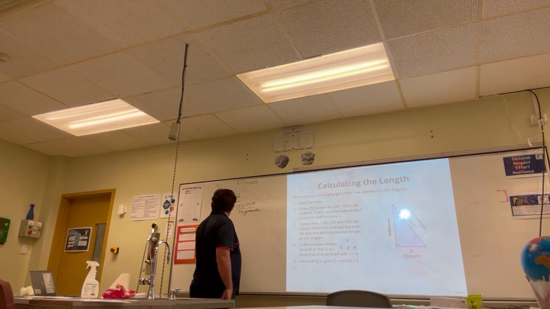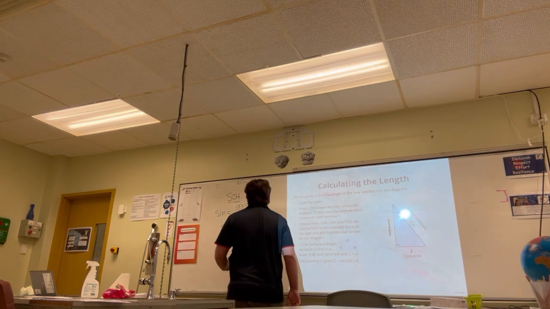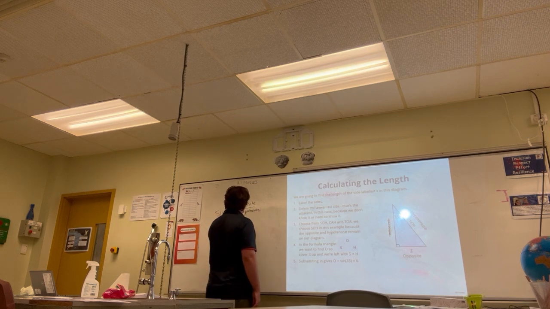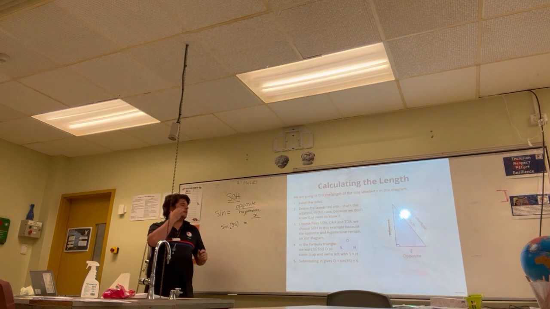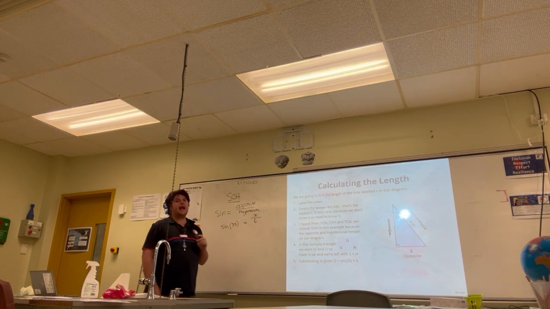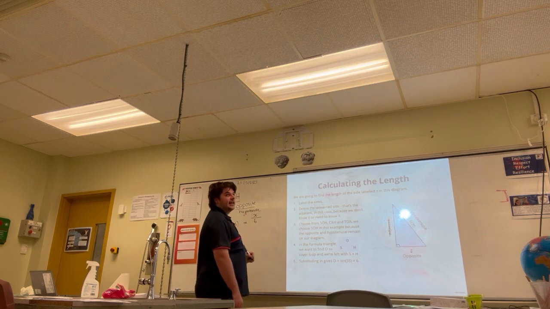So if the sine of a known degree, which is 35, is equal to x over, what's the value for the hypotenuse? 6 centimetres. What can we do to find x? Exactly, we need to get rid of 6.